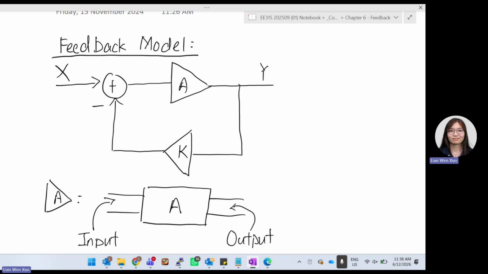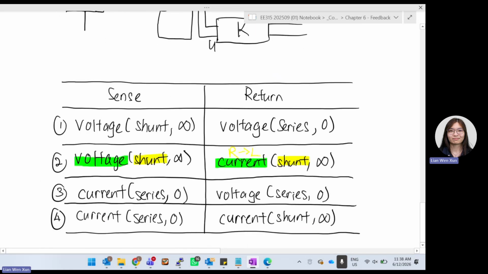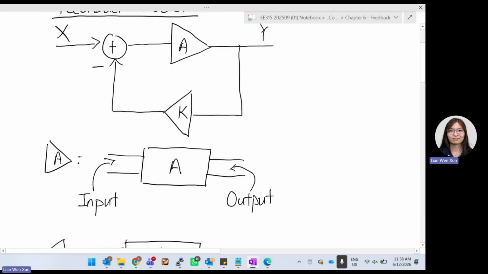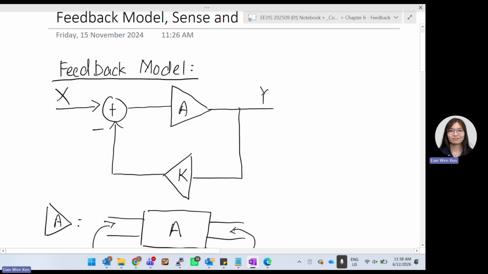Okay, so let's look very shortly at the sense and feedback network. For a feedback model, we already drew this a few times. Generally, the feedback model is just like this. But what exactly is the A? What exactly is the K?